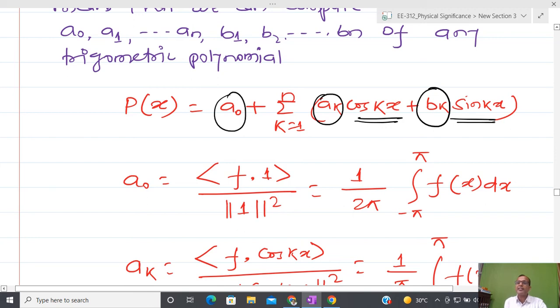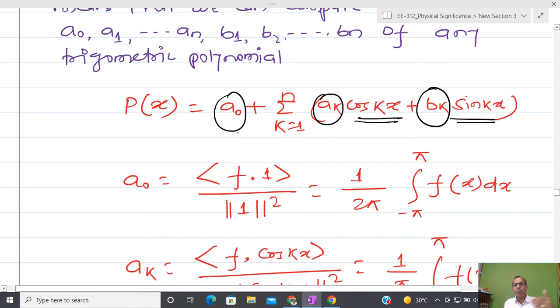Since cos kx, sin kx are all orthogonal basis, and whenever I have an orthogonal basis we already know how to find the coordinate system. Due to that reason, most of the time students are just remembering this kind of formula and finding the coordinate system. But now you are able to understand why basically that formula comes into the picture.